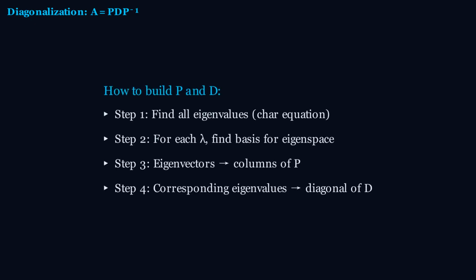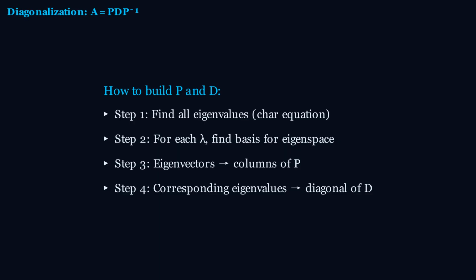To build P and D: Step 1. Find all eigenvalues from the characteristic equation. Step 2. For each eigenvalue, find a basis for its eigenspace. Step 3. Place the eigenvectors as columns of P; matching order matters. Step 4. Place the eigenvalues in D as diagonal entries in the same order as the columns of P.